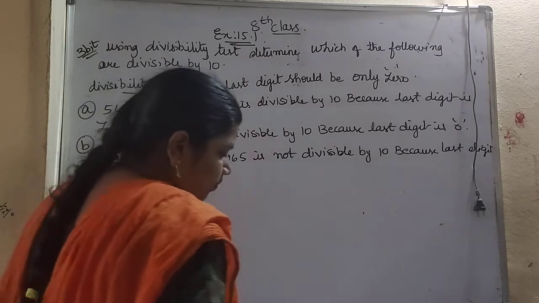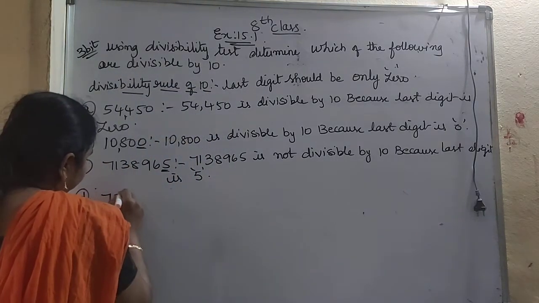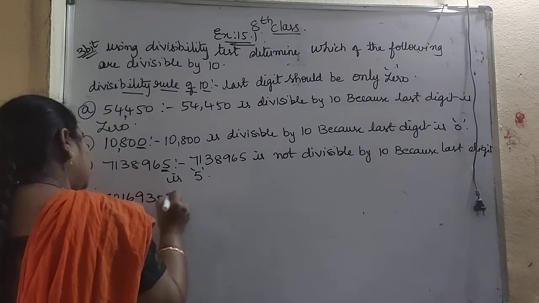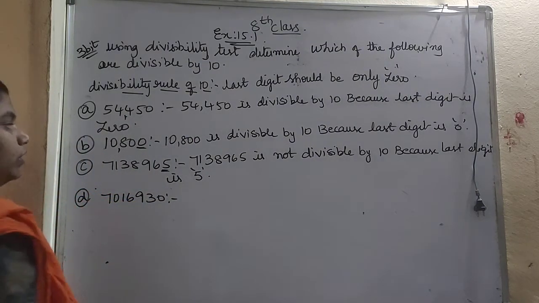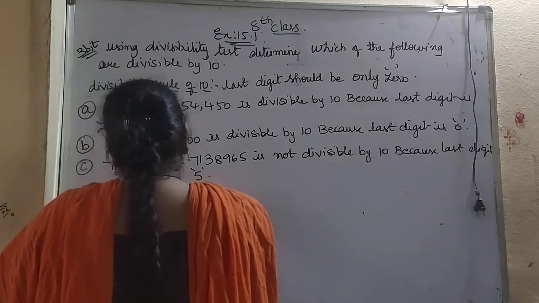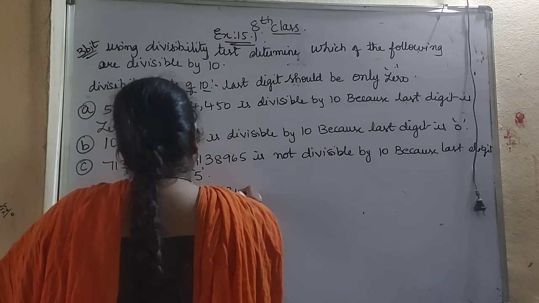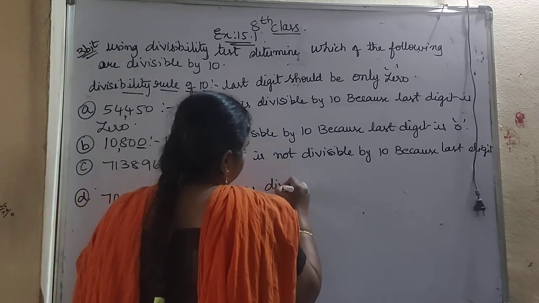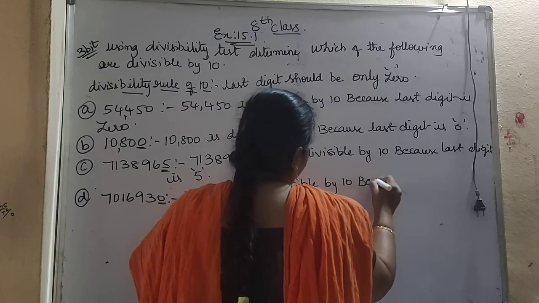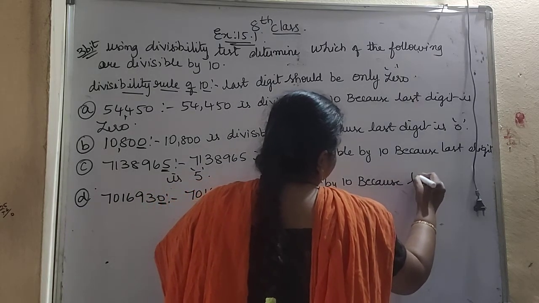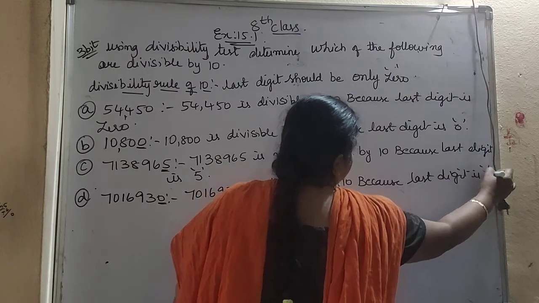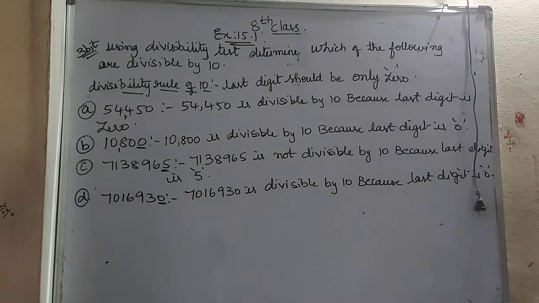Next D bit is 7016930. If you see the last digit, it is 0. So it is divisible. So 7016930 is divisible by 10 because last digit is 0. So this is our D bit.